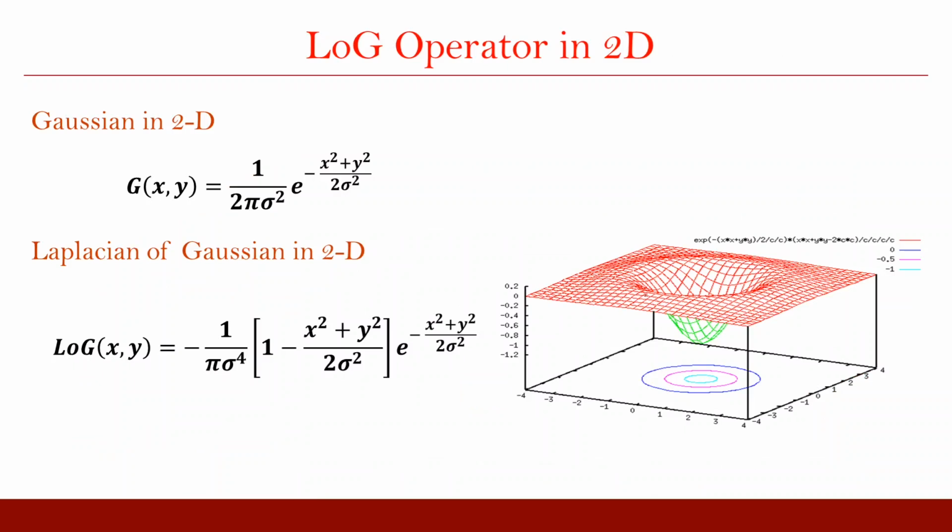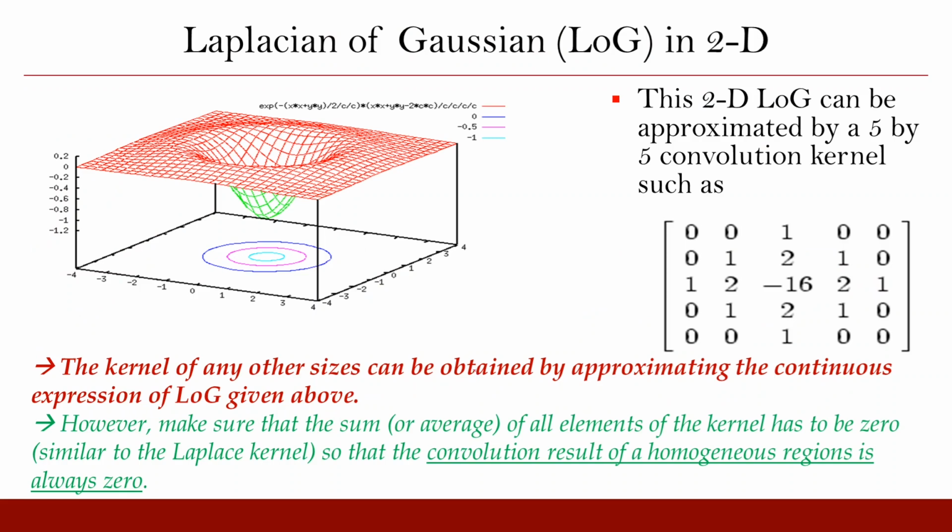Okay. In case of 2D, your Gaussian function will be like this, and if you perform the partial derivative in x and y direction 2 times to get the LoG operator, the equation will be like this. And by choosing a suitable size of the filter and a suitable value of sigma, you can define the filter matrix.